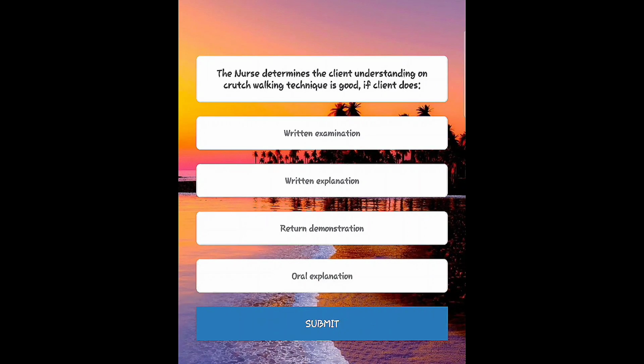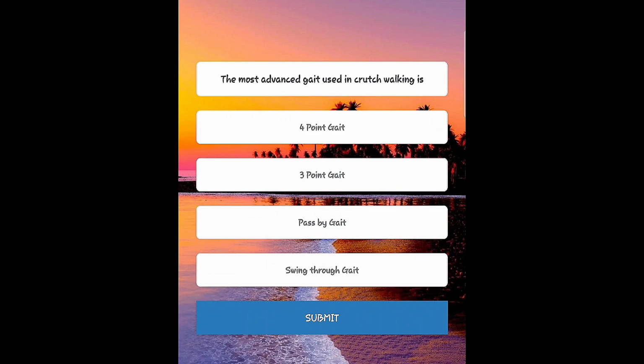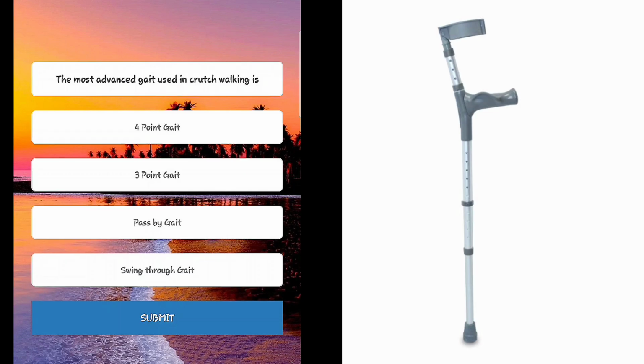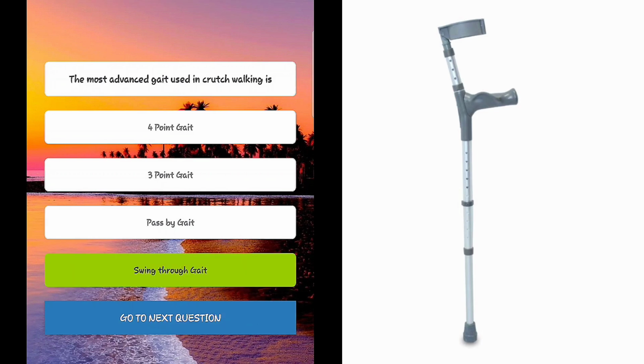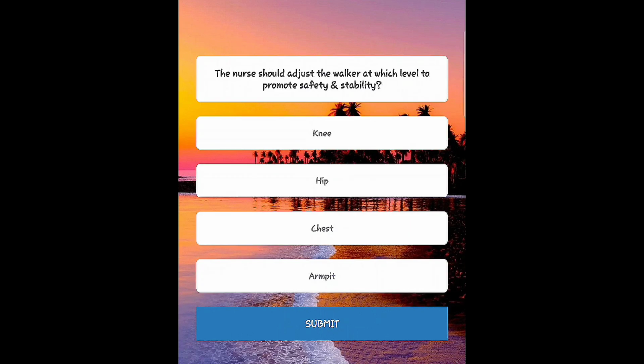The nurse determines the client's understanding of crutch walking technique is good if the client does dash: A, written examination, B, written explanation, C, return demonstration, D, oral explanation. It should be return demonstration. The most advanced gait used in crutch walking is, I'm going to attach the picture of a crutch so you guys will see. So our answer is swing-through gait. The next question says the nurse should adjust the walker at which level to promote safety. It should be at the hip level.